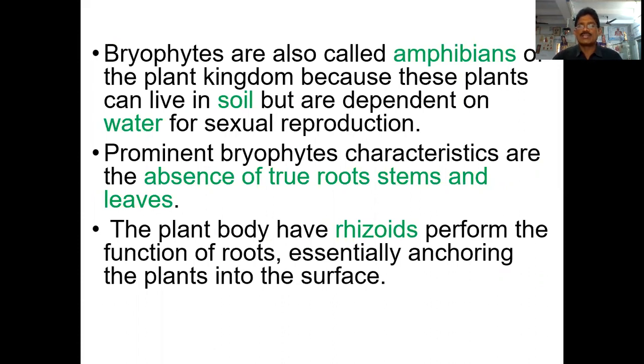The predominant characteristic of bryophytes is the absence of true roots, stem and leaves. The plant body has rhizoids, small hair-like structures located in the lower part of the thallus. They perform the function of roots, especially anchoring the plants to the surface. These rhizoids are also located on the ventral surface of the thallus of the plant body.